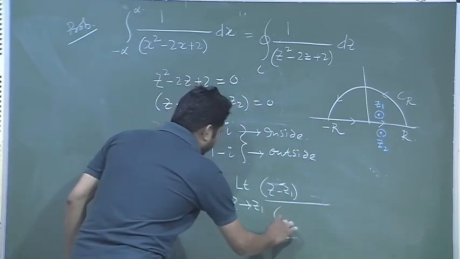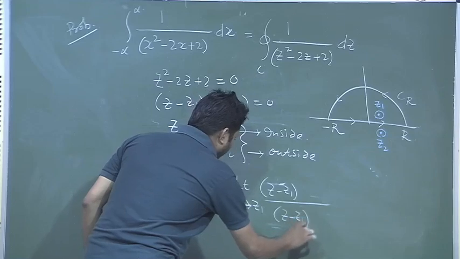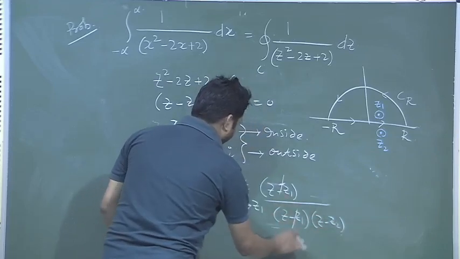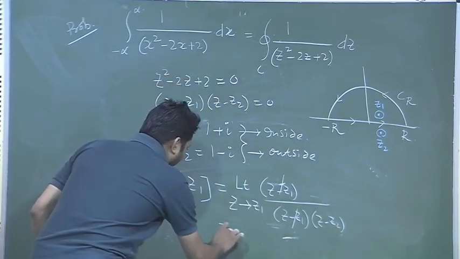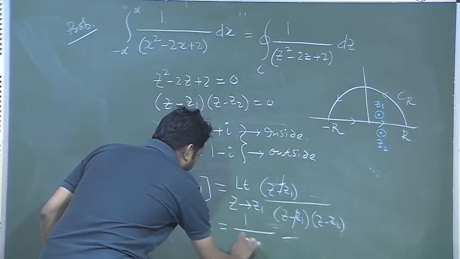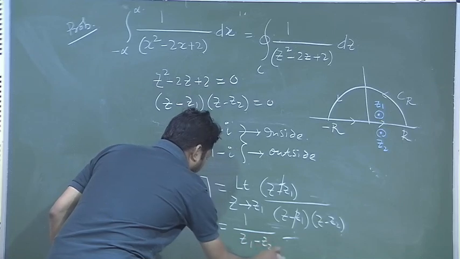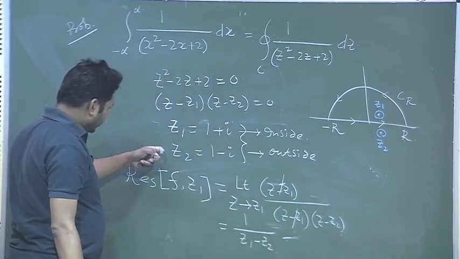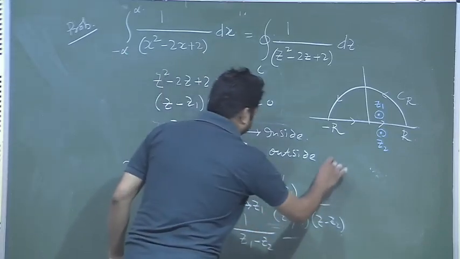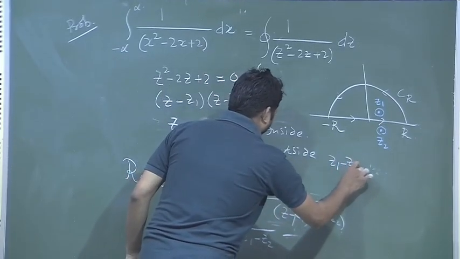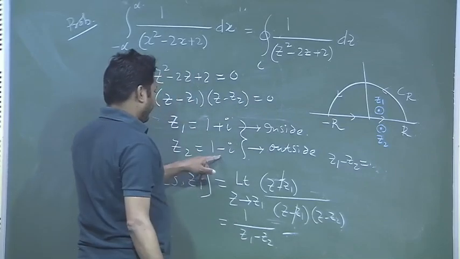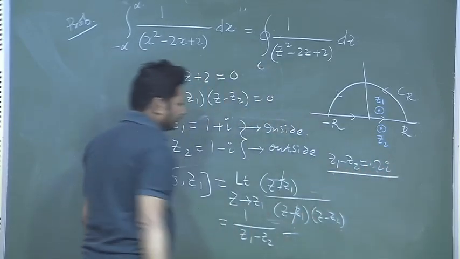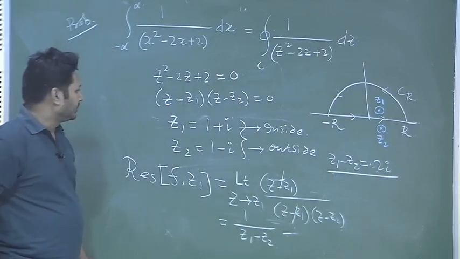So, it is (Z minus Z1)(Z minus Z2). Z1 cancels out, and when I put the limit, it will be 1 divided by Z1 minus Z2. Z1 minus Z2 is 2 of I.